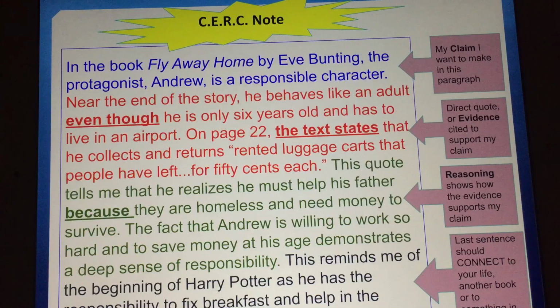All right, here's another example note. We have CERC. In the book Fly Away Home by Eve Bunting, the protagonist Andrew is a responsible character. Near the end of the story, he behaves like an adult, even though he's only 6 years old and has to live in an airport.